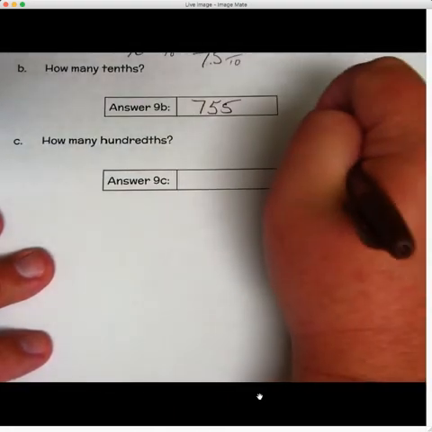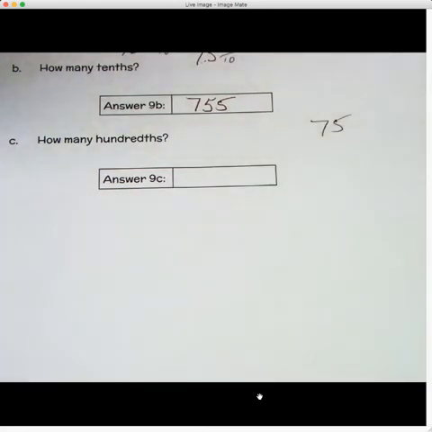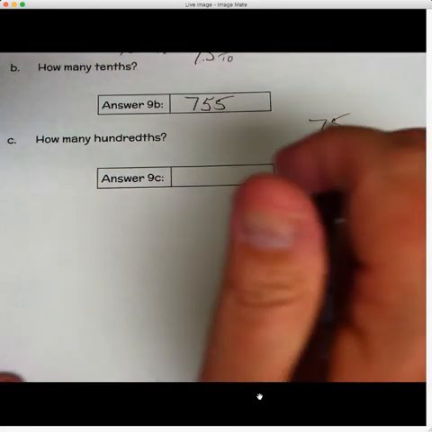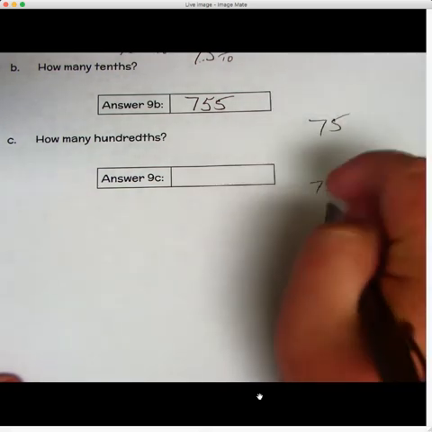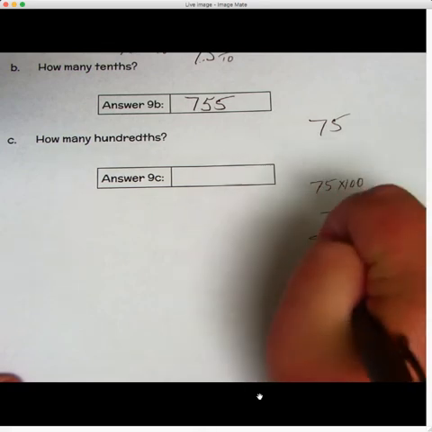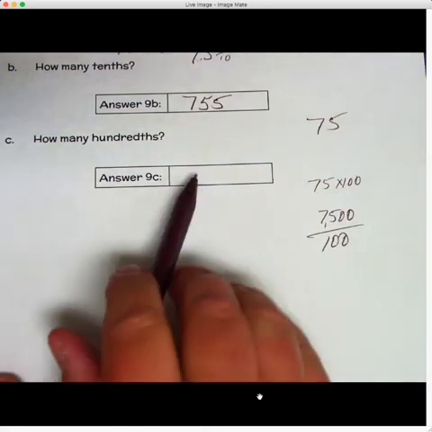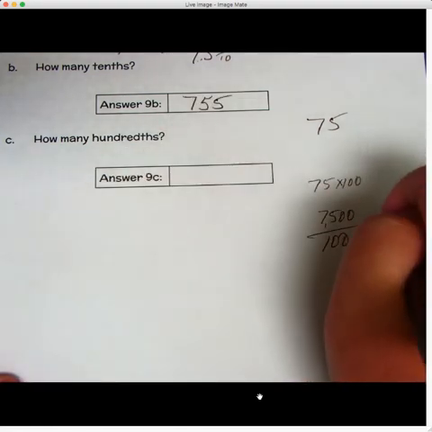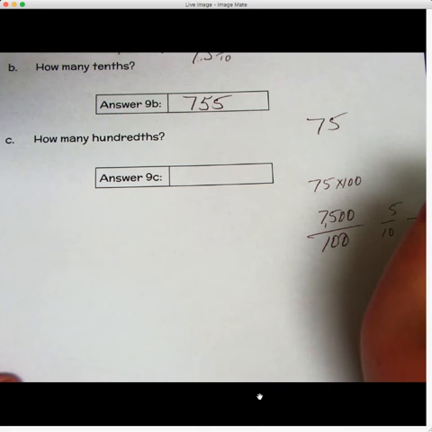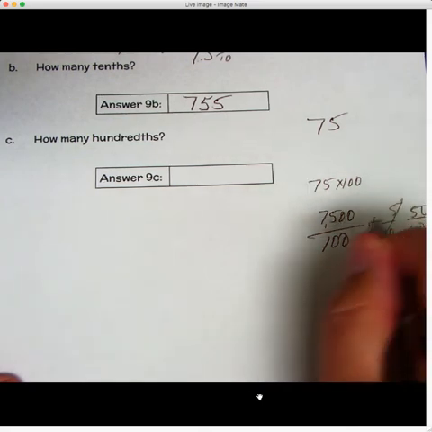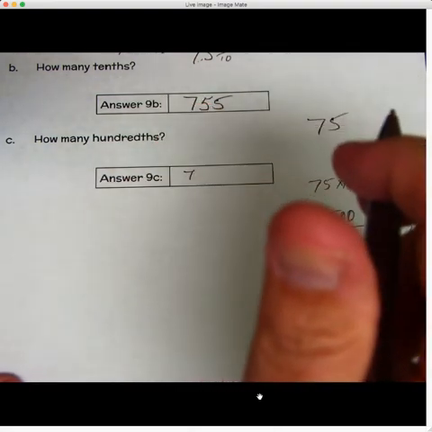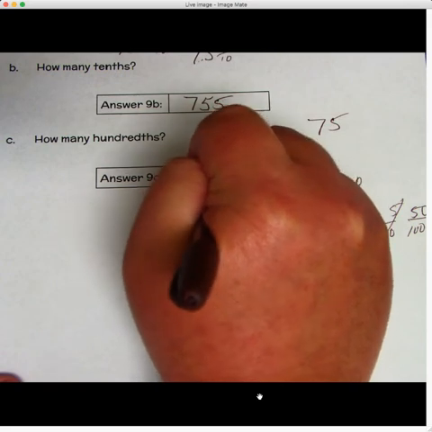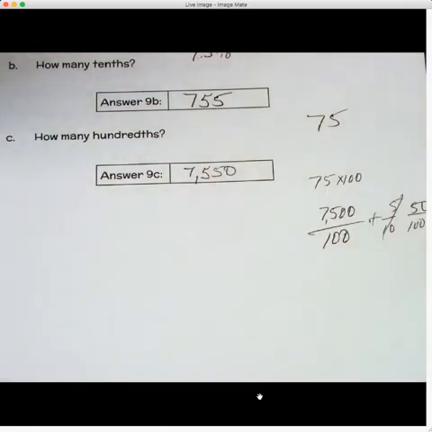How many hundredths? I'm going to take 75. If I was to write 100 hundredths 75 times, I would have to do that to get 75, or I could just do 75 times 100, which is 7,500 hundredths. And then I have 5 tenths more, but we've got to make that hundredths. So it's going to be 50 hundredths. 7,500 hundredths plus 50 hundredths would be 7,550 hundredths.